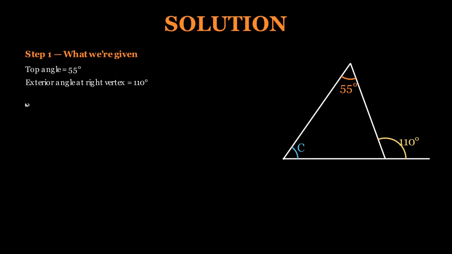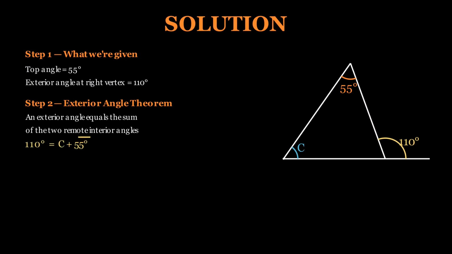Step 2. We use a very important rule, the exterior angle theorem. It says an exterior angle of a triangle is equal to the sum of the two remote or opposite interior angles. So we can write 110 degrees equals C plus 55 degrees. Step 3. Now just solve for C. C equals 110 degrees minus 55 degrees.